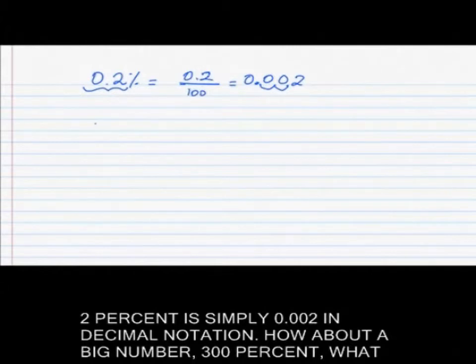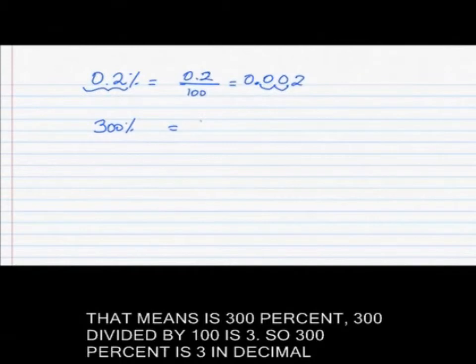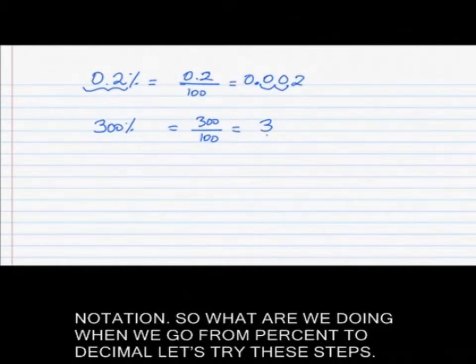How about a big number? 300%. What that means is 300 divided by 100, which is 3. So 300% is 3 in decimal notation.